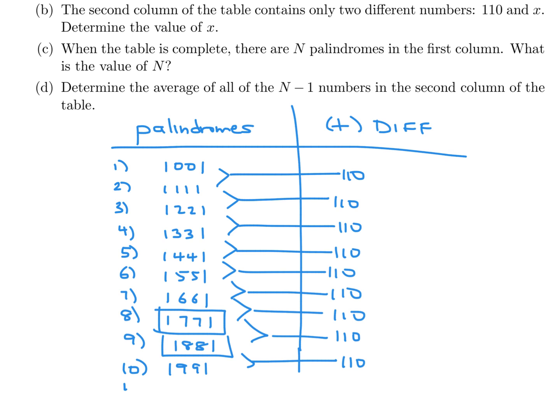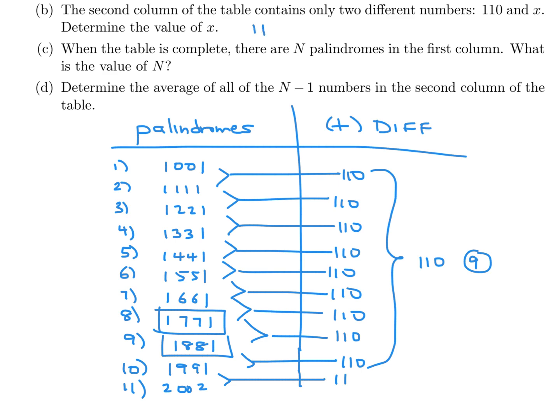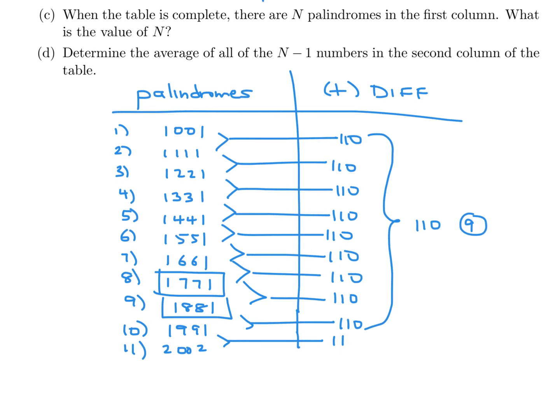Let's see, the 11th one, what would be the 11th palindrome here? That would be 2002, I think. So that one would give me 9 plus 2, 11. Okay. So as you can see, these are all 110, and there's 9 of them. But then eventually you get an 11, and then it goes right back to being 110 again. So the value of x is 11. And then as you can probably see, if I go to the 12th, it's 2112, and that would be 110. So it goes right back to being 110 again for another 9.